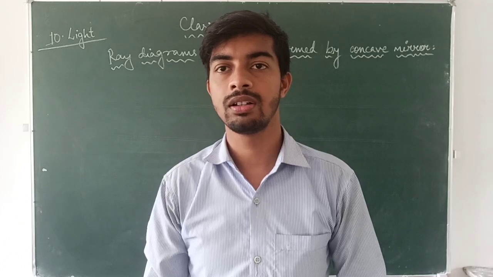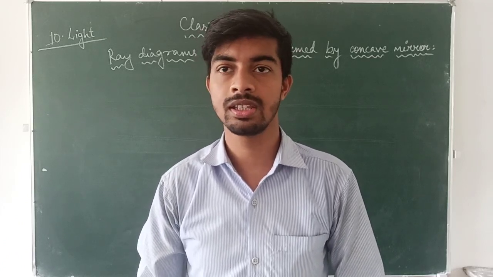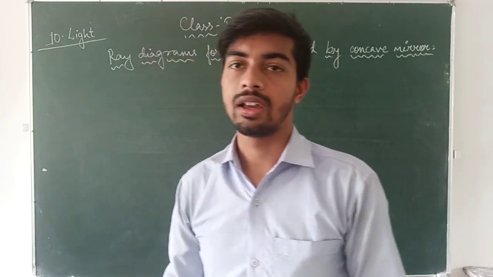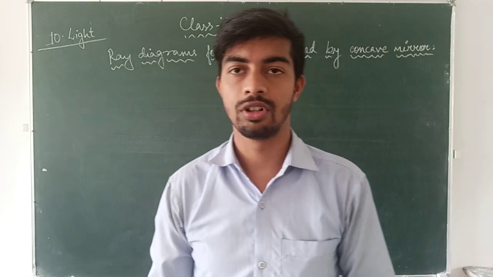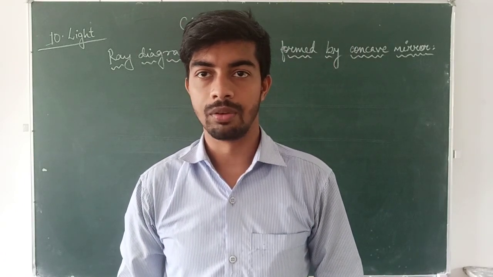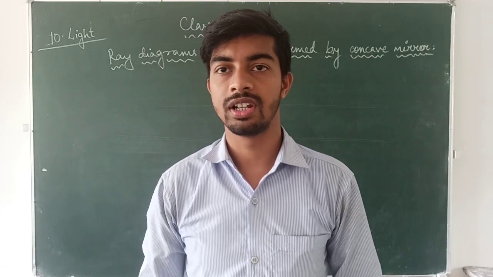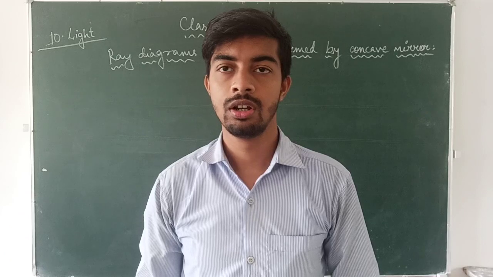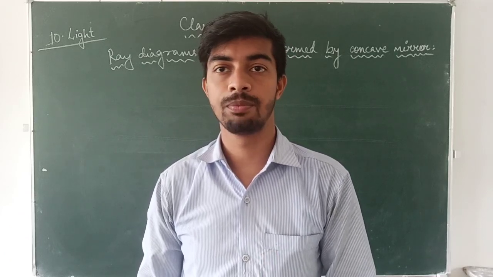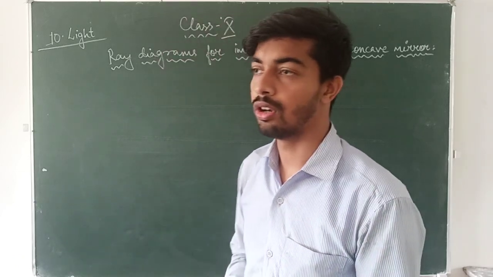So we will start today with chapter number 10, light, reflection and refraction. In this part, some of the chapters have been done in the class. And today we will learn about the different ray diagrams formed for the image for a concave mirror. We'll see how the ray diagrams have to be made for the different positions of an object, and how we can get the different types of images and their positions for the different positions of the object.